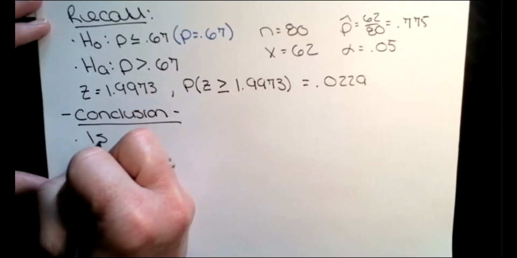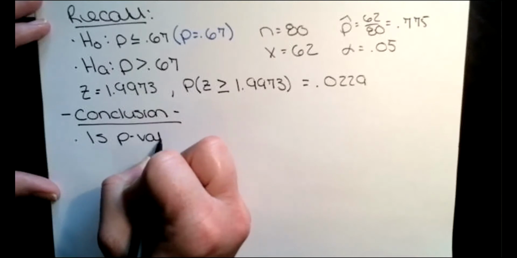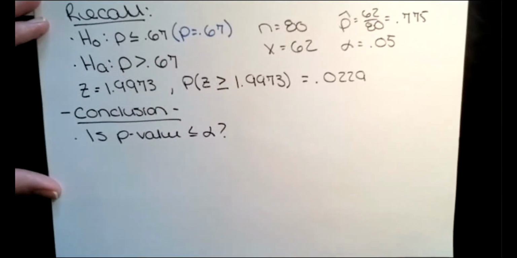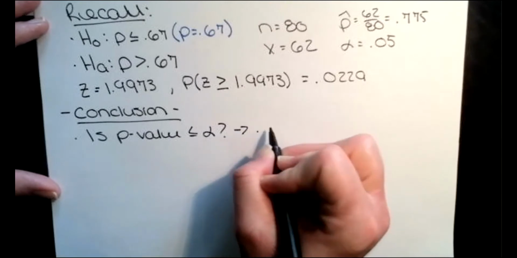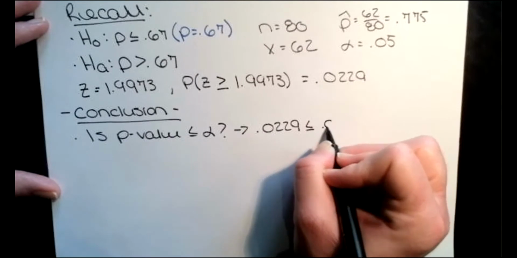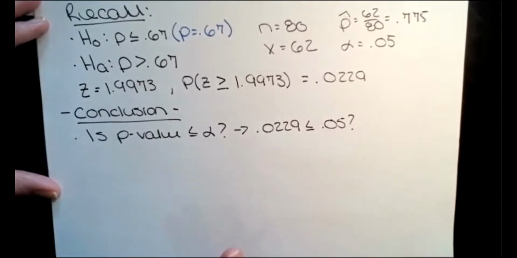I'm going to say, is the p-value less than or equal to alpha? This is exactly how I would write it. This is how I want you to write it. Some people like to write the actual p-value, and that is sufficient. So maybe you could do this, is 0.0229 less than or equal to 0.05. Some people have a hard time looking at decimals and determining which one's smaller, which one's larger, and it's okay. Just view it as a percentage.